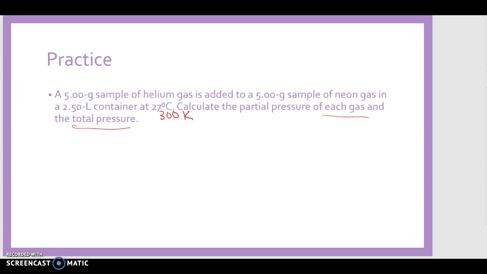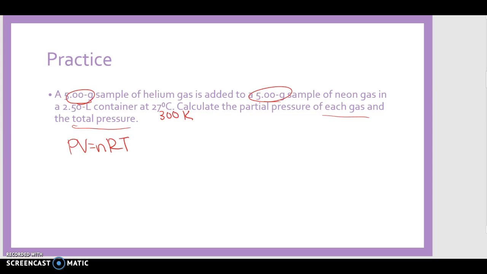So do you have any clue, any law, what we should be using here at first? Letting you think. Okay, hopefully you maybe thought we should use PV equals nRT, because we have our grams of each one. So we can convert those to moles and then use PV equals nRT and solve for pressure.